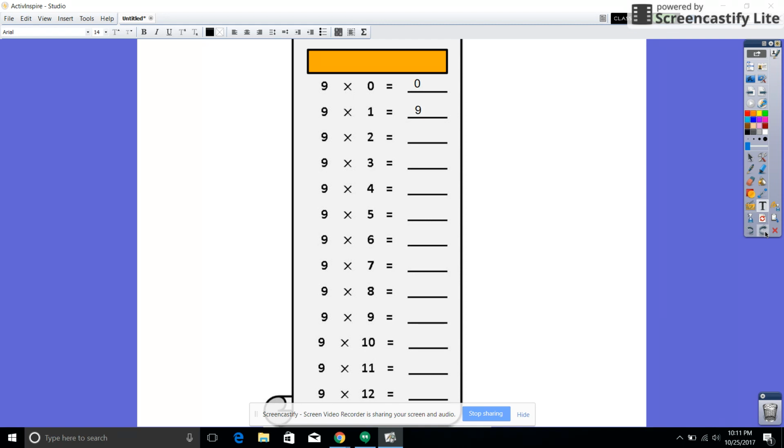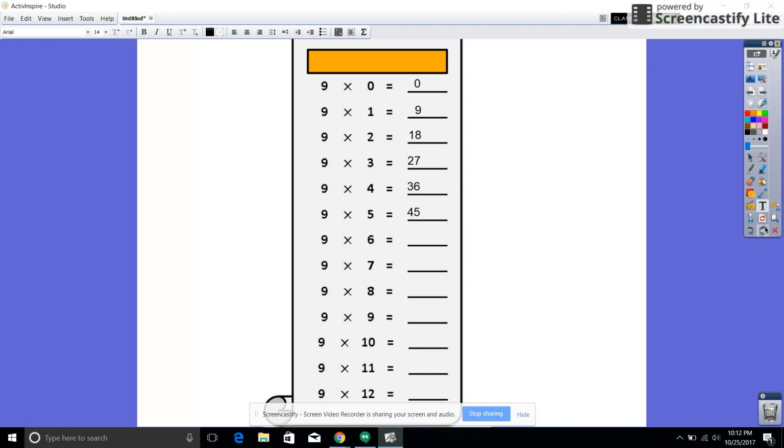9 times 2, if you know your doubles addition, you know that 9 plus 9 equals 18, so 9 times 2 is also 18. All right, 9 times 3 is 27. 9 times 4 is 36. 9 times 5 is 45.